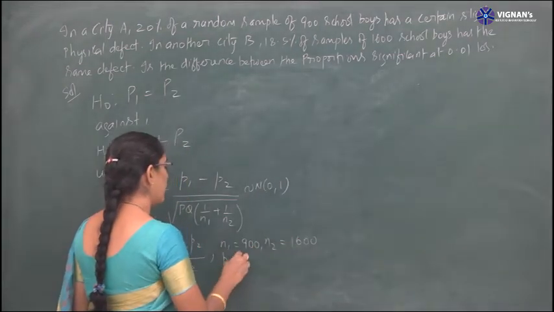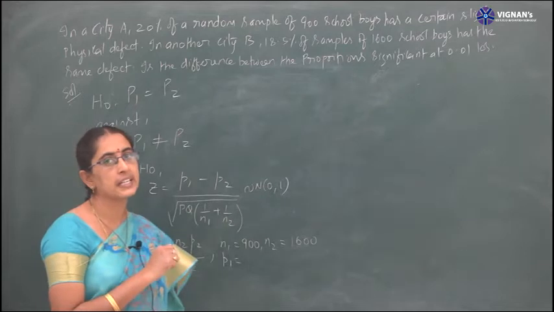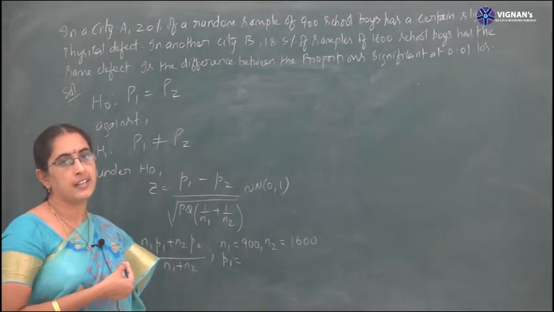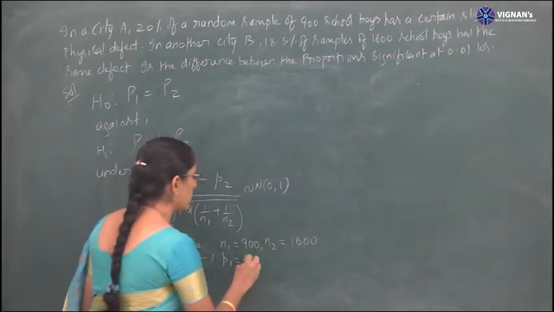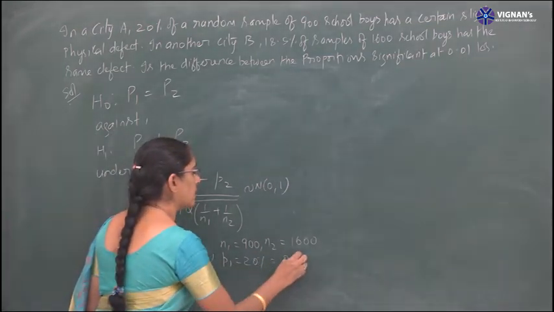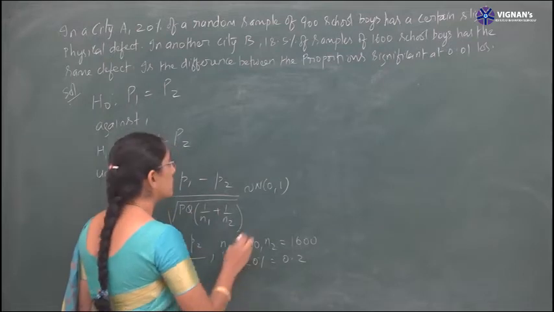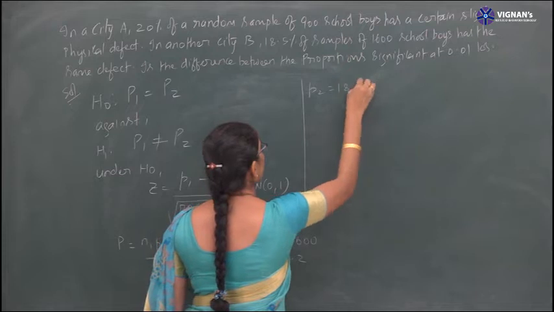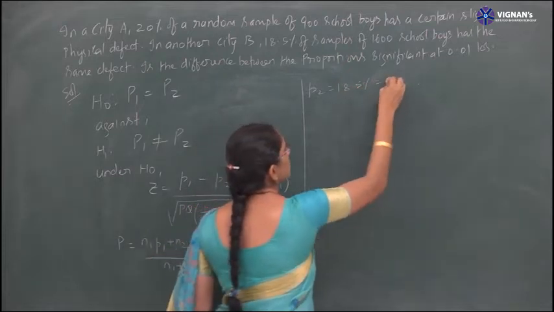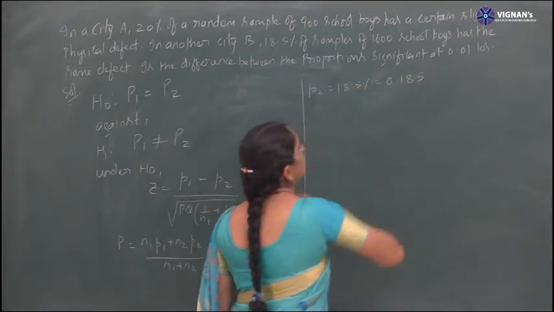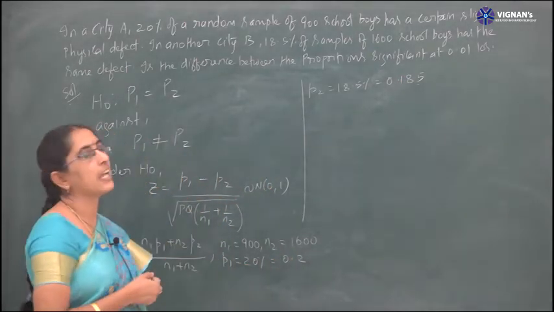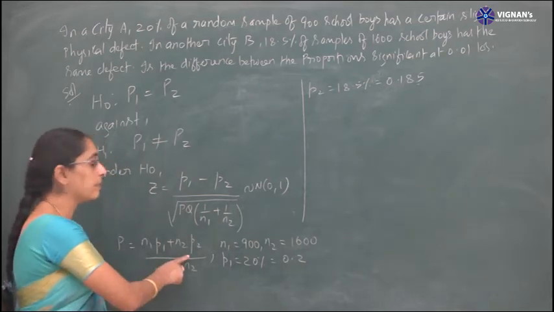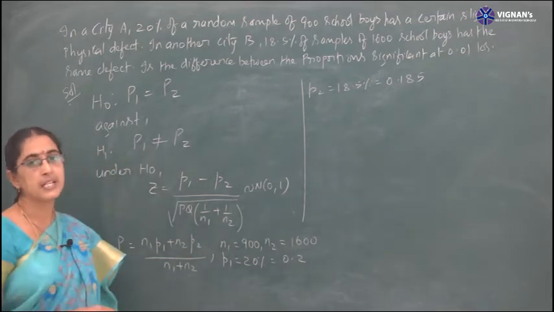And the small p1 is given as 20%. So here they have directly given the sample proportion, and there is no need to calculate the proportion. So 20% is 0.2. And the second sample proportion is given as 18.5%, which is equal to 0.185. Now we have to compute the value of capital P using this formula n1 p1 plus n2 p2 divided by n1 plus n2.